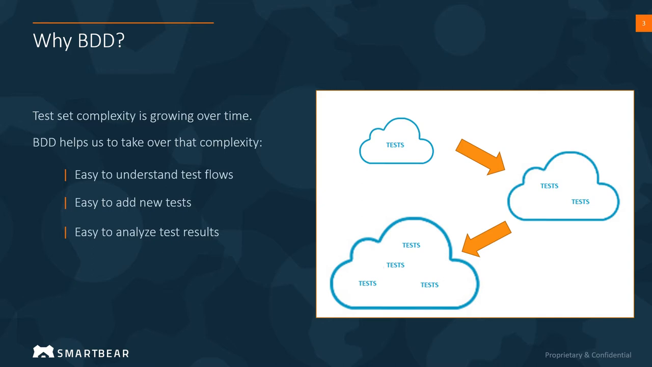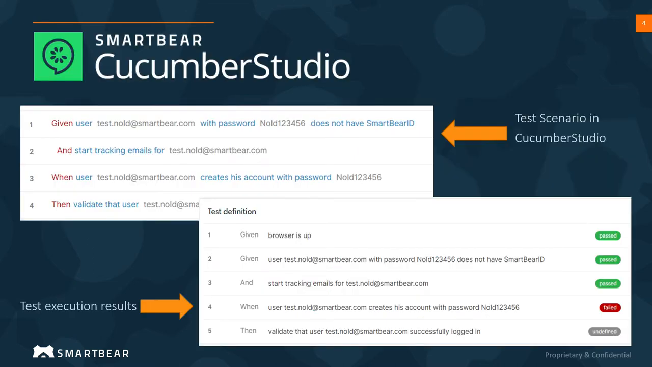Let's continue with the tools we are using. Fortunately, we are working at SmartBear, so we have access to the best testing tools. On this slide, we see CucumberStudio. On the first picture, you will see a typical test scenario created in CucumberStudio. As you can see, this test is easy to read and analyze. On the second picture, we will see test execution results, which again is very easy to analyze. You don't need to be a real developer to understand that there is some problem on a step when the user creates his account in our system.